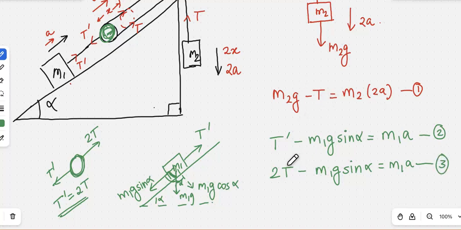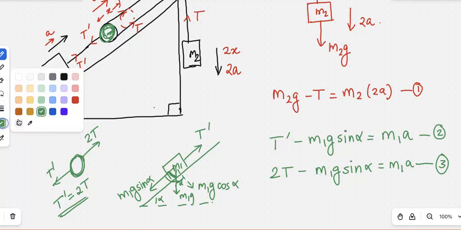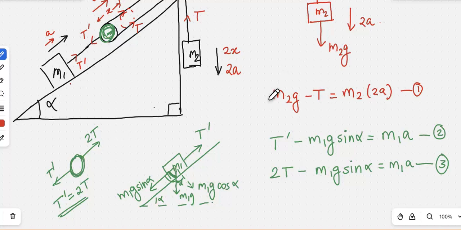Now we have to eliminate T to find out the acceleration, right? So let's do that. What if I multiply the first equation by 2? It will become 2m2g minus 2T is equal to 4m2a. This is my fourth equation.